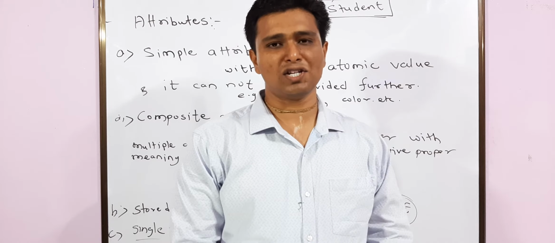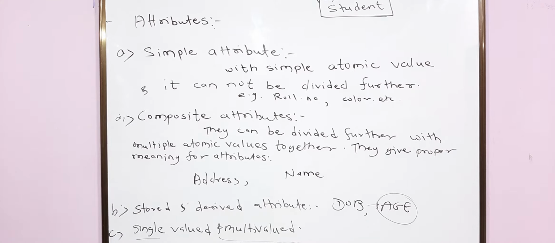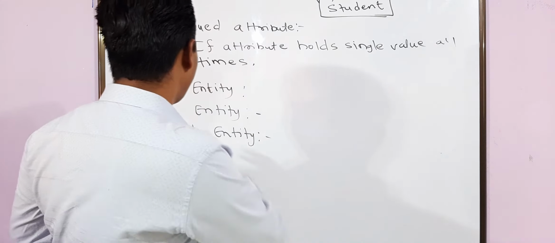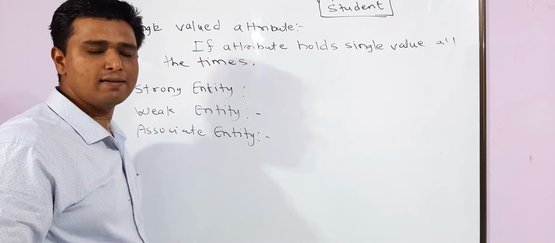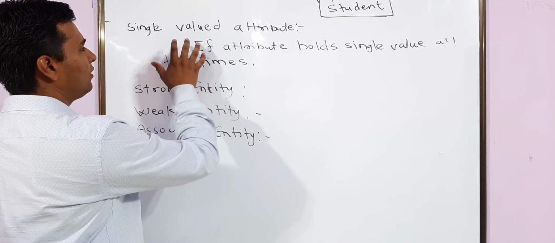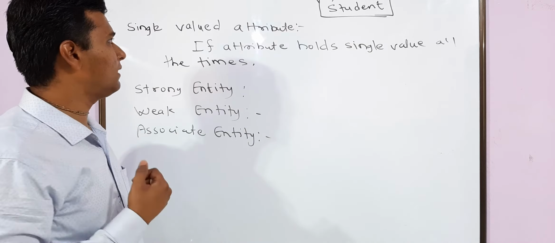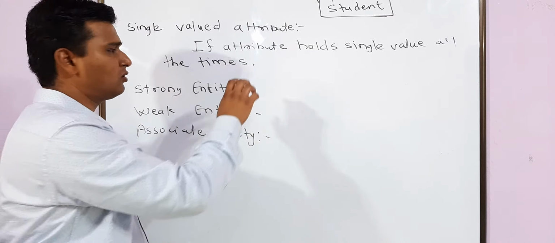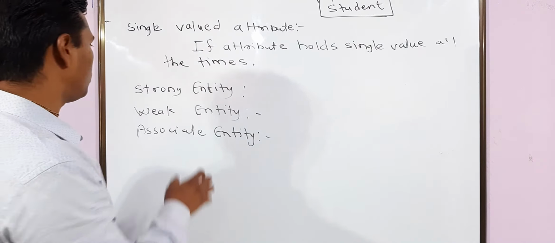Now let's understand the notations of the ER diagram. Before the ER diagram, I would like to discuss again the types of entities. We have three types of entities: strong entity, weak entity, and associative entity. But before this, here is the definition of a single valued attribute. If an attribute holds a single value all the time, it is called a single valued attribute. The opposite of this: if it does not, then you can call it a multi-valued attribute. Now in this case, what is a strong entity?